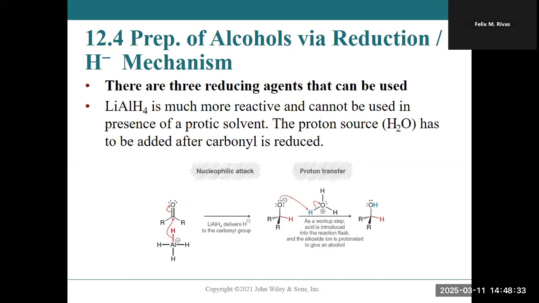The way lithium aluminum hydride works, again, is the same way. You have a hydride attack on the carbonyl, which breaks up the carbon-oxygen double bond to give this negatively charged anion, which then gets protonated in a separate step. We have to add hydronium ions to protonate the oxygen to make it OH. We don't want to have this acid in the presence of lithium aluminum hydride because lithium aluminum hydride would rather react with the acidic compound than add a hydrogen to the carbon-oxygen double bond.